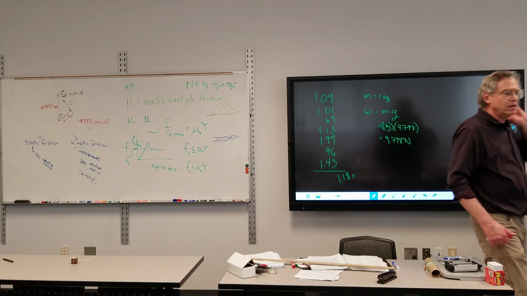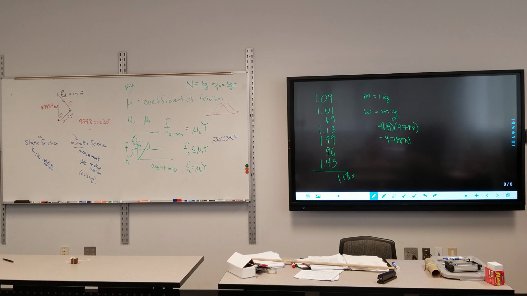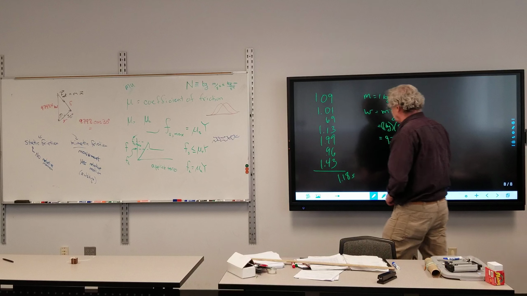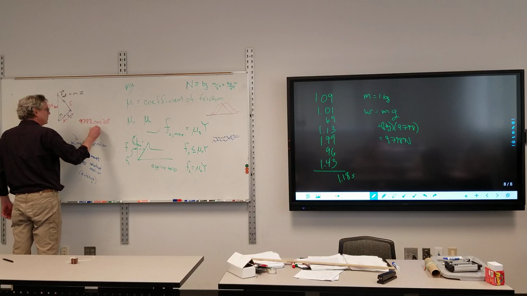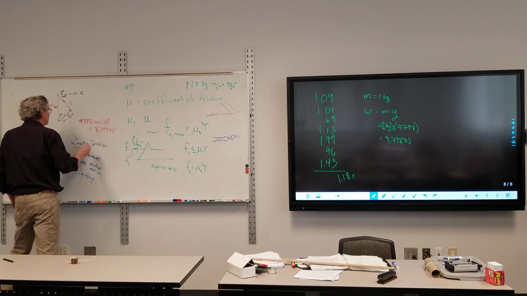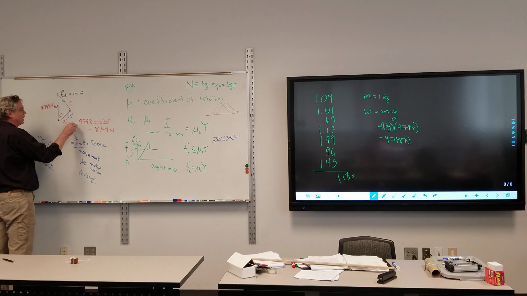That's the cosine of 30, not cosine of 9.7. Would it be 29.5? No, it's got to be less than 9.798. I got 8.49. That makes some sense. So my normal force is 8.49 newtons.